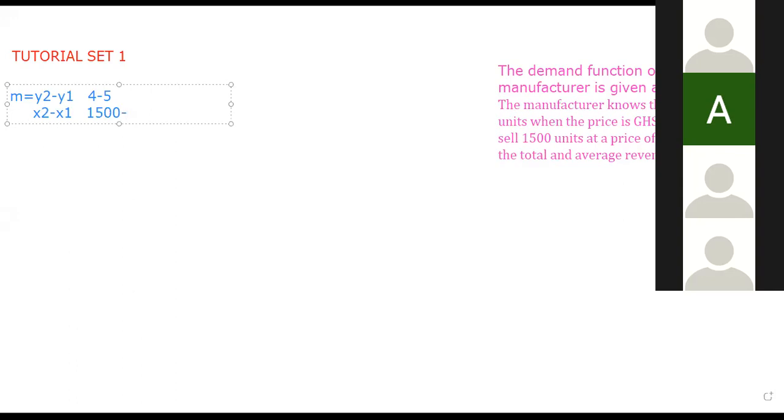So continuing, I have written my Y1 already, Y2 and all that. So my M is equal to Y2 minus Y1, all over x2 minus x1. So what is our y2? Y2 is 4, right? 4 minus 5, which is y1. And then x2 is 1,500 minus x1.